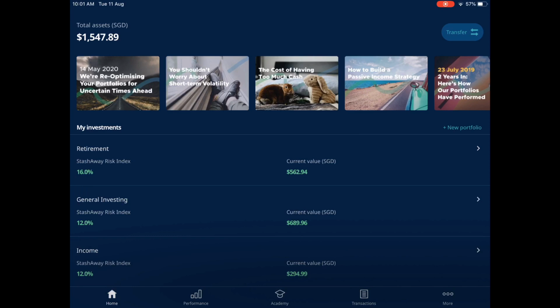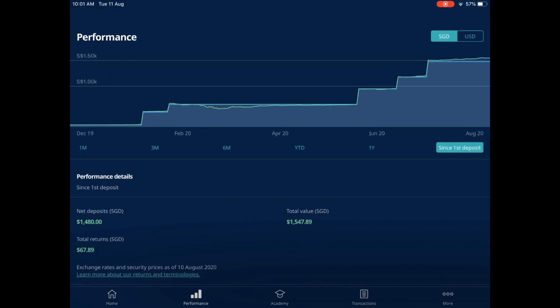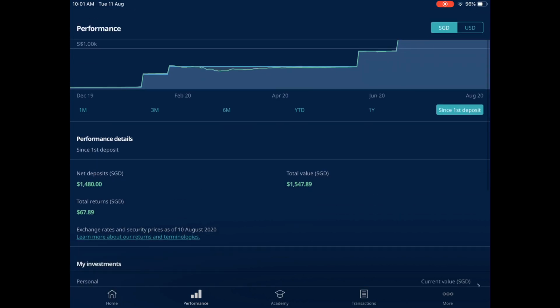So now let's turn to performance. In terms of performance, you can see I started off with $250 on 30th December. I slowly put in money over the months, once every 1 or 2 months. It gradually brings me up to $1,480, and currently my total value is $1,547.89.